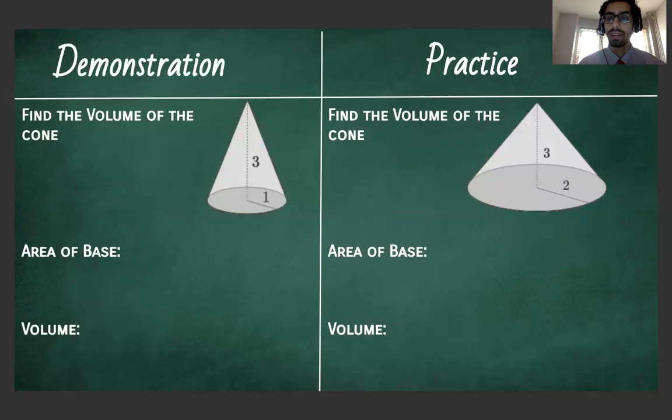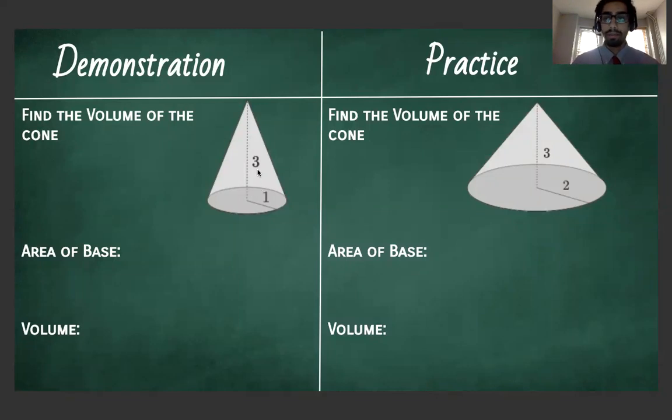Let's jump into some practice. We have a few sets of cones that we're going to solve. The first one, I am going to serve as a demonstration. The second one, you will get to practice on your own. So let's go ahead and look at this one over here. They asked me to find the volume of the following cone.